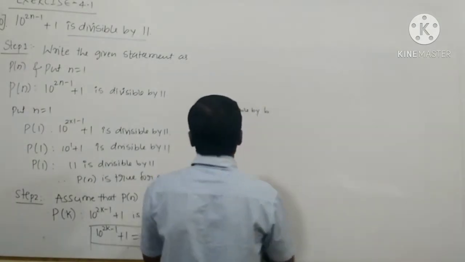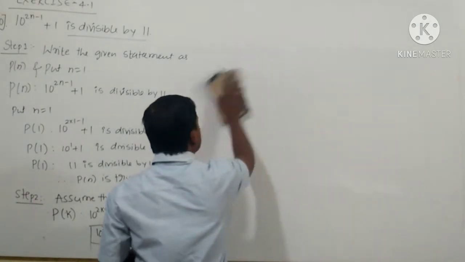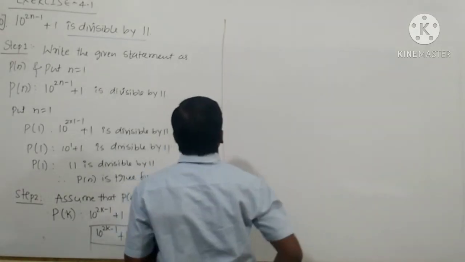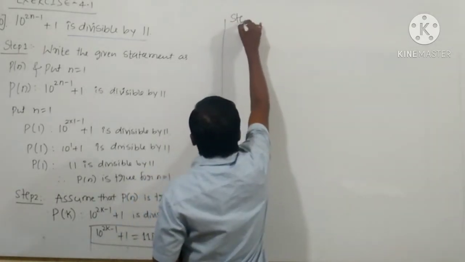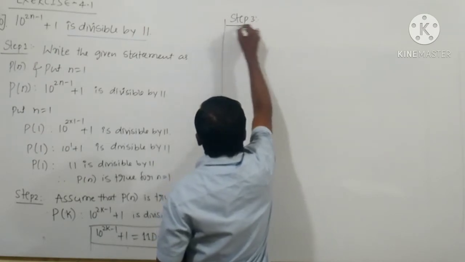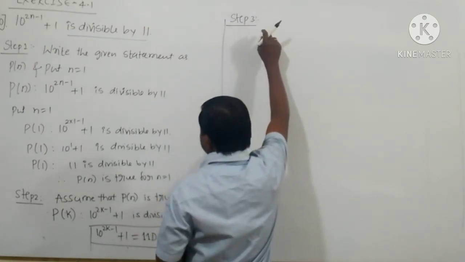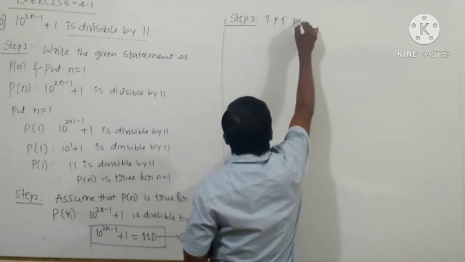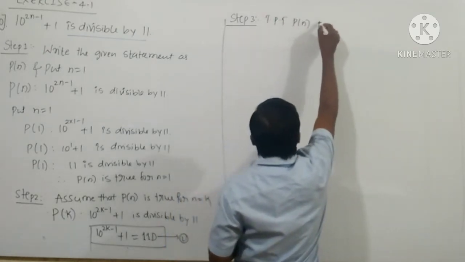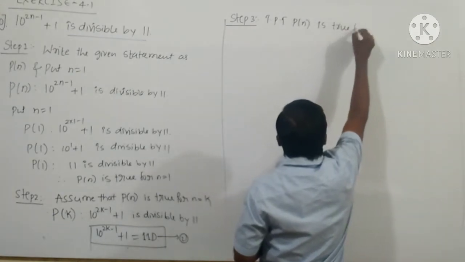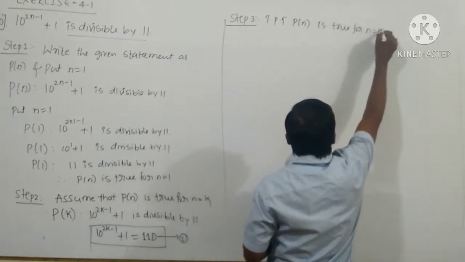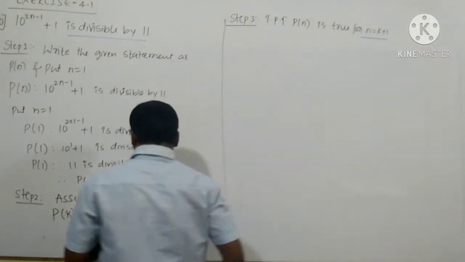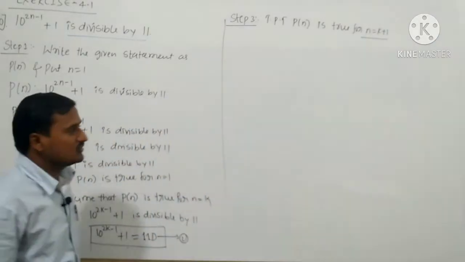Next we will go to the third step. Step 3, to prove that p of n is true for n equal to k plus 1. So to prove the third result, we have to take the help of equation number 2.